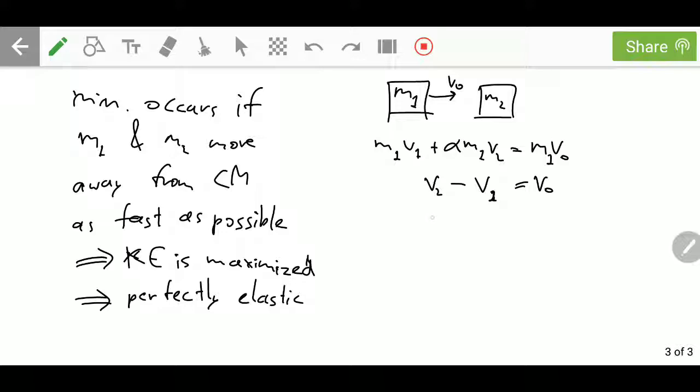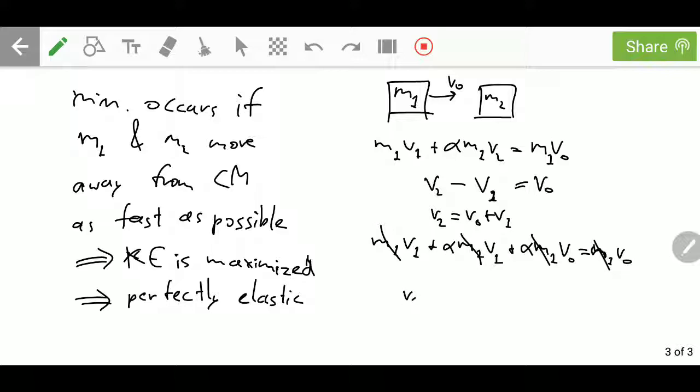So let us do that. We know that v2 is equal to v naught plus v1, and we can plug that into the first equation: m1 v1 plus alpha m1 v1 plus alpha m1 v naught equals m1 v naught. And thus we can cancel all these m1s, so we get v1 equals 1 minus alpha over 1 plus alpha, times v naught.